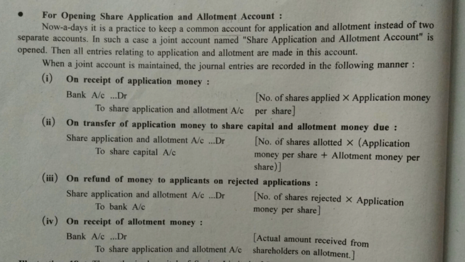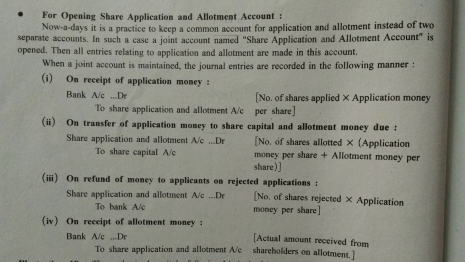Further, the second journal entry is for transfer of application money to share capital and allotment money due. The second journal entry is a combination of transfer of application money and allotment money becoming due. You already know these journal entries. You just have to combine them. So share application and allotment account debit to share capital account.